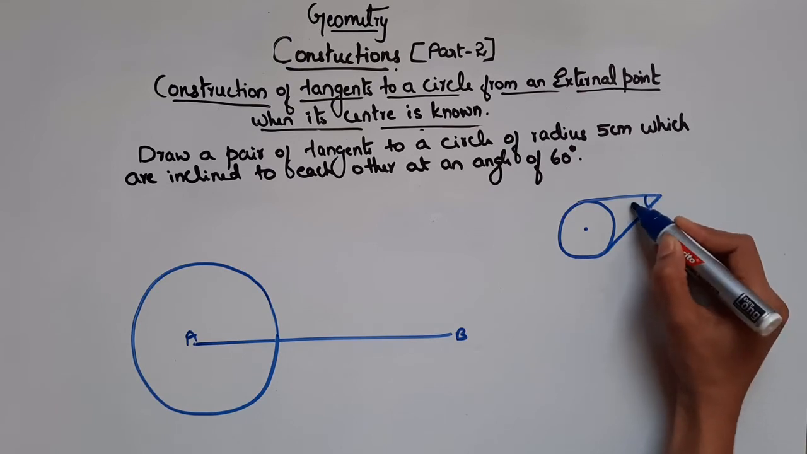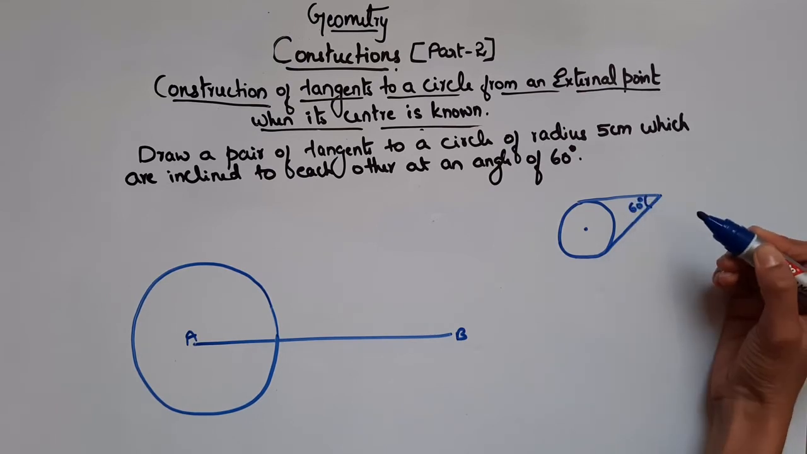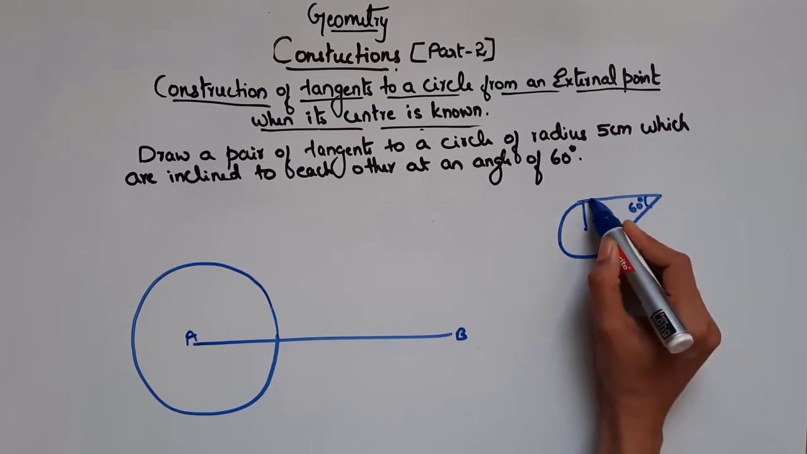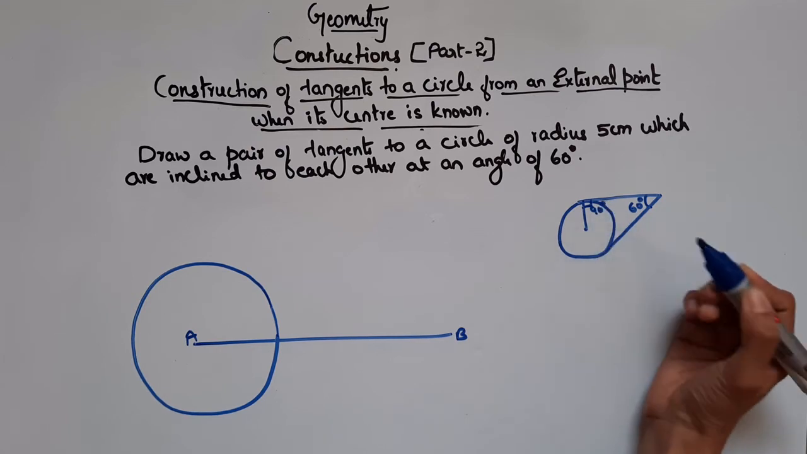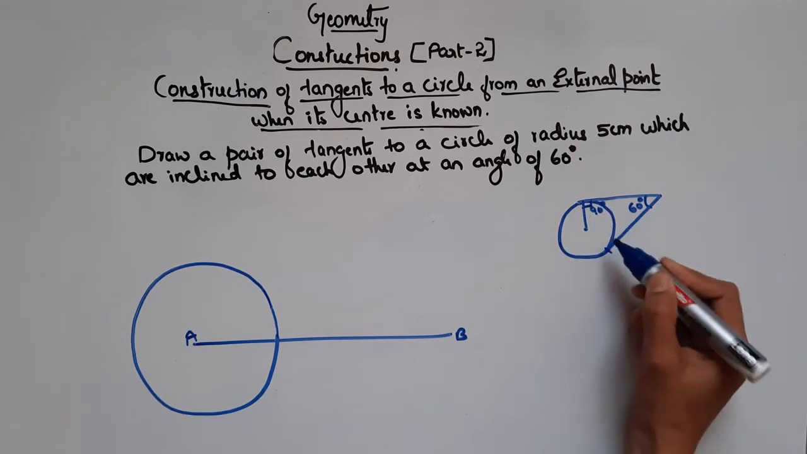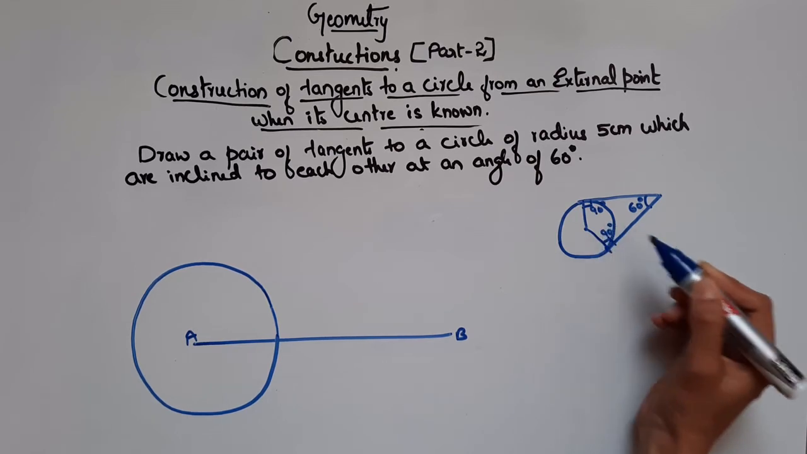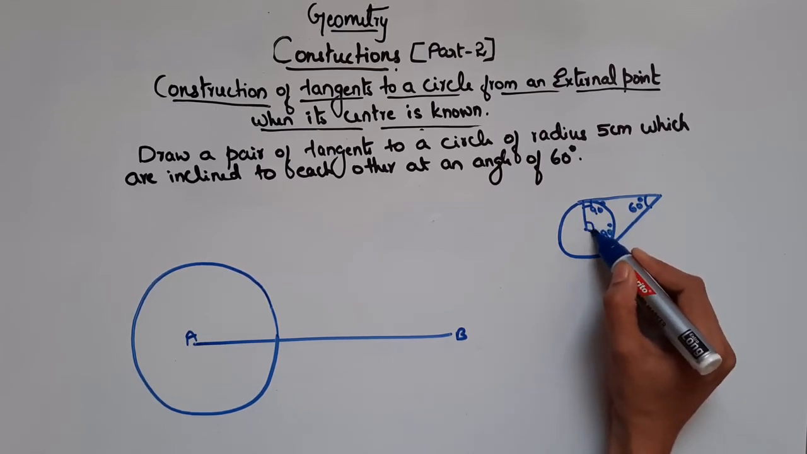So this angle we want is 60 degrees. If you join this center to the point of contact, here this is 90 degrees. We know by theorem. Similarly, if you join this point of contact and this radius, here also it's 90 degrees. So what will be your center angle?